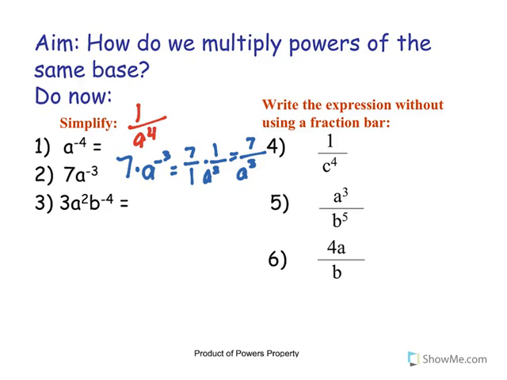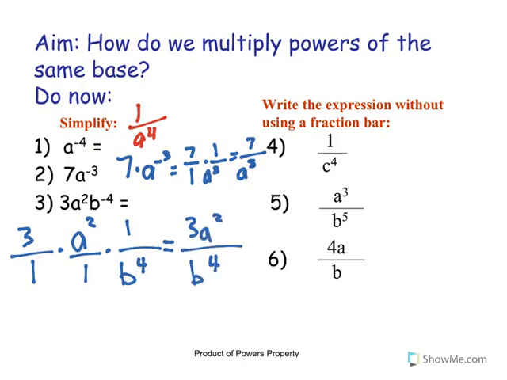For number 3, I've got 3, which is 3 with a denominator of 1. I've got a squared, which has a denominator of 1. And b to the negative fourth is 1 divided by b to the fourth. So when I multiply my numerators and my denominators, just like my rules would have predicted, my 3 and my a squared end up in my numerator, and my b to the fourth, I make the exponent positive, it ends up in our denominator.